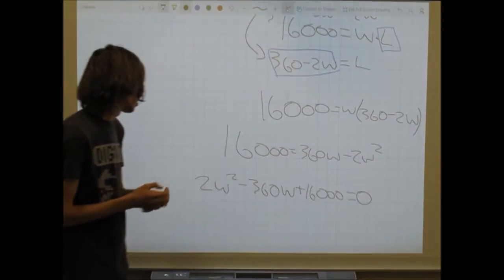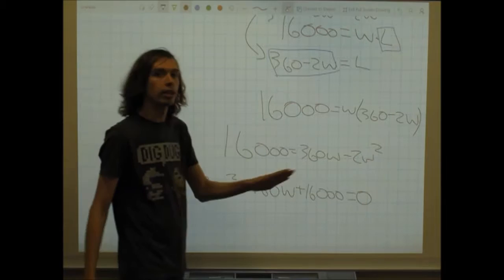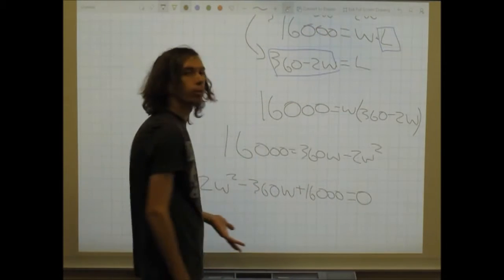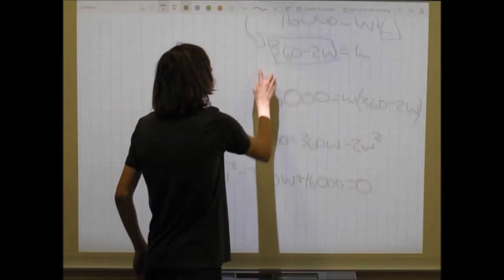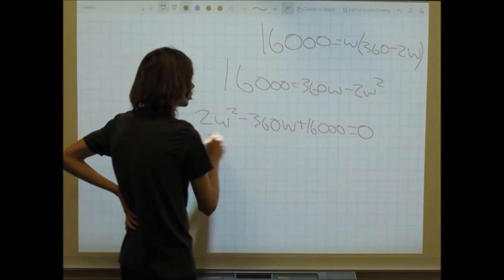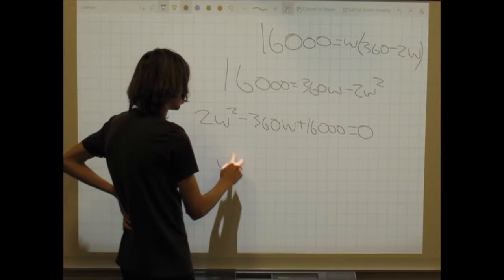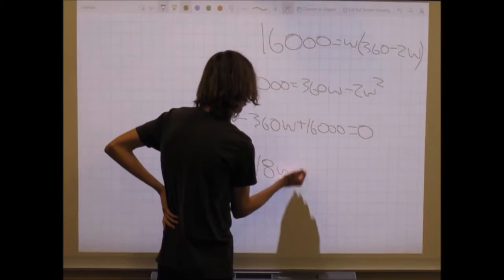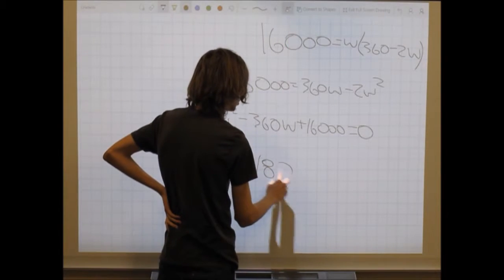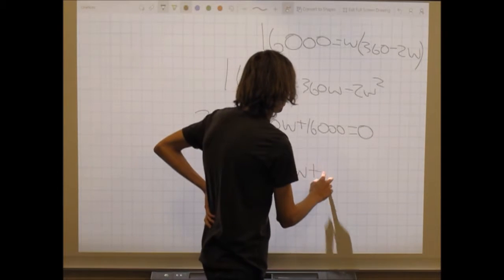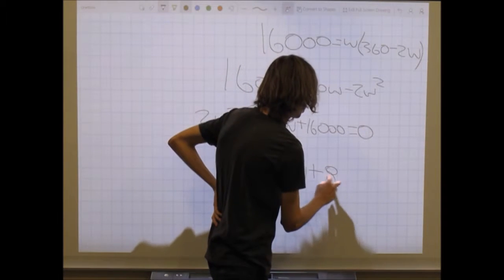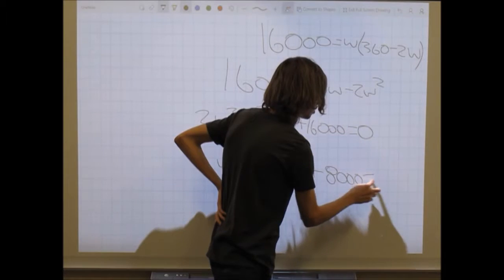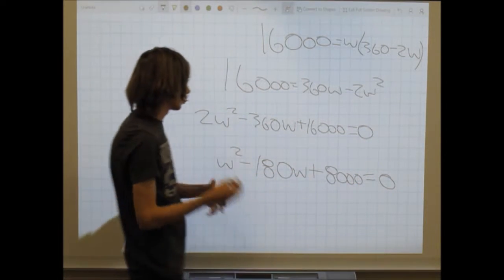Okay, and so now if you want, we could divide everything by 2. We could do the quadratic formula. There's a few ways to solve this from here. So really quick, let's just divide everything by 2. We're going to get W squared minus 180W plus 8,000, right? Equals 0, right? 0 over 2 is just 0.